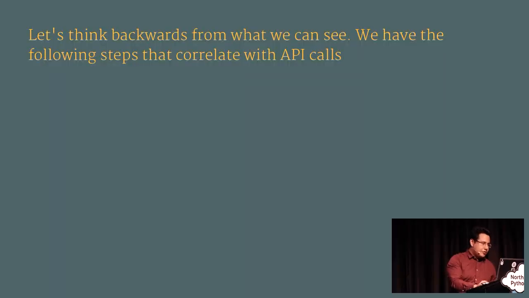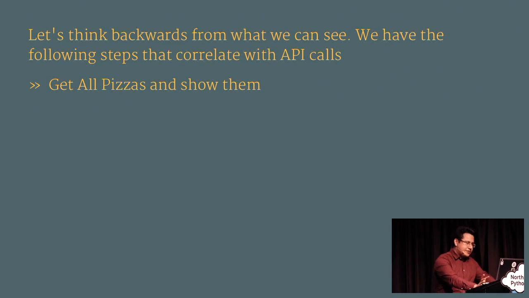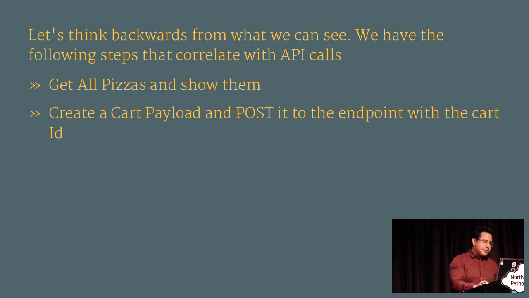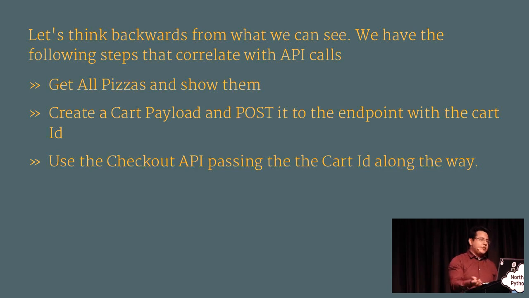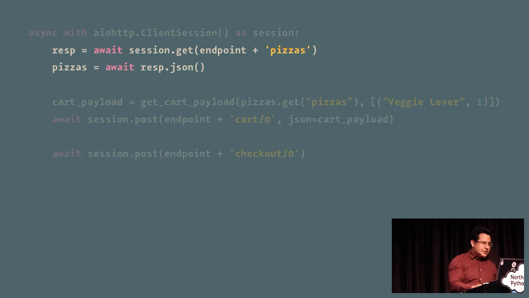So again, just doing a recap, we get all the pizzas and show them. We create a payload and post it to the endpoint with a cart ID. And we use the checkout API with a cart ID to tell it that we're going to check out. We also noted that there is no payload on the checkout endpoint, and that is mostly because I imagine it's a black box. Probably on their end, they know that when the cart ID is checked out, it's going to go into a database call and get all the pizzas assigned to that cart or whatnot.